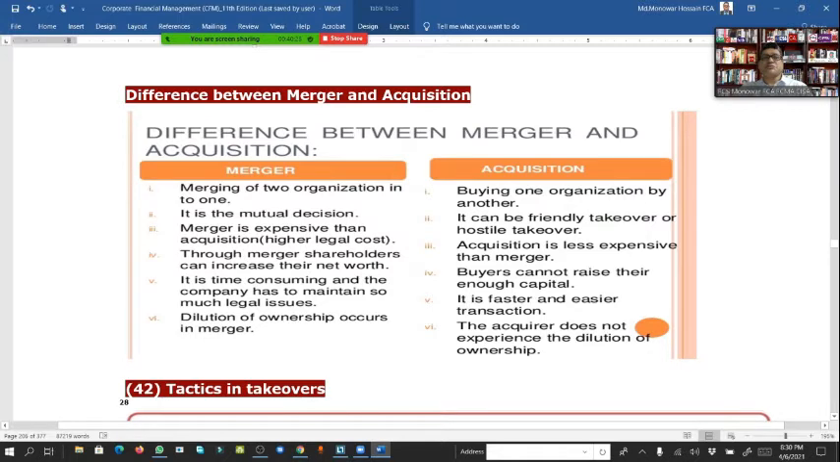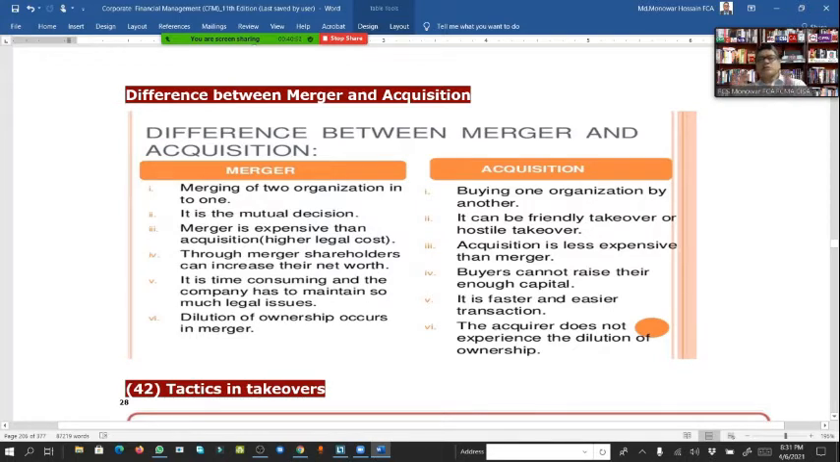Describe the difference between merger and acquisition. So here we can say that merger is two organizations becoming one. It is a mutual decision of both companies, and merger is expensive, while acquisition is less expensive, and through merger shareholders can increase their net worth. It is time consuming, and the company has to maintain so many legal issues also.